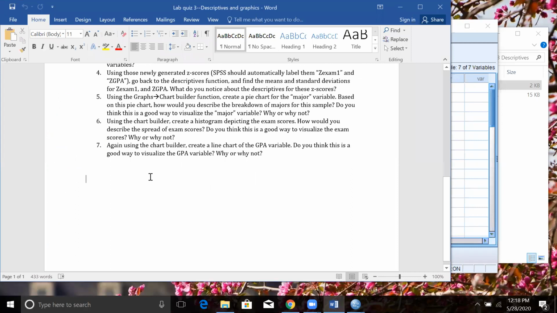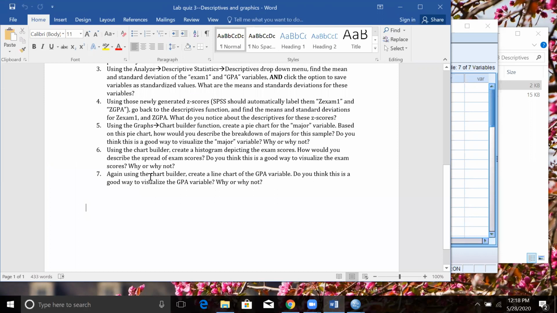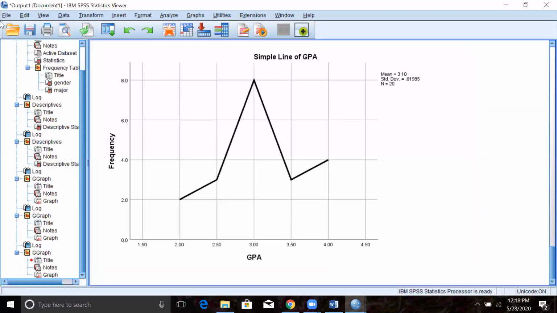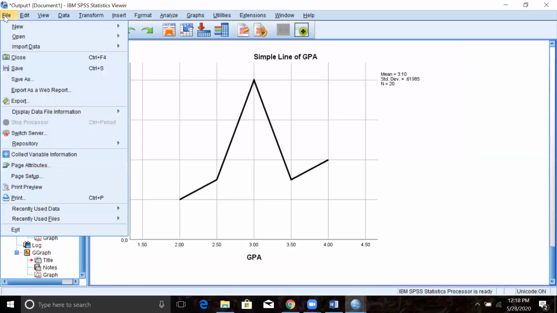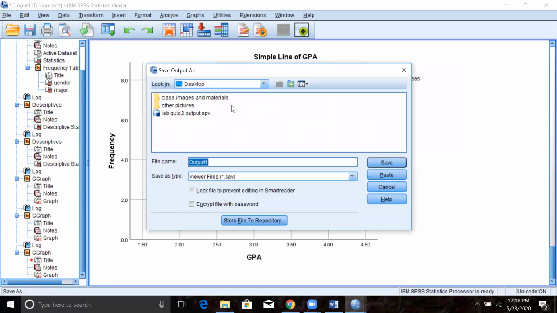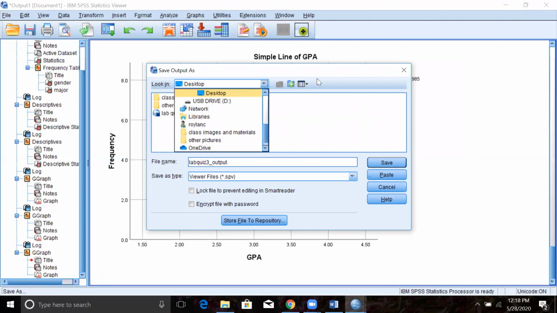Okay, so that's it for walking you through the steps for the lab quiz. Again, you're going to want to fill in your answers to both numerical questions and conceptual questions and turn that in the lab quiz 3 answers submission. For your output, you don't need to do anything beyond just saving it. You don't need to transform it into a PDF. You can if you want. You can just save it as a .spv. That's perfectly fine. I would just make sure you save it somewhere where you'll be able to find it, so desktop or on your USB, in your files for this class, whatever works.